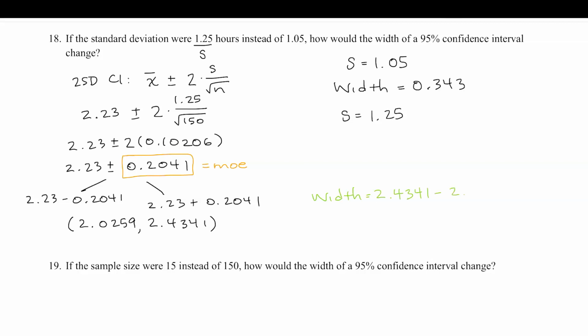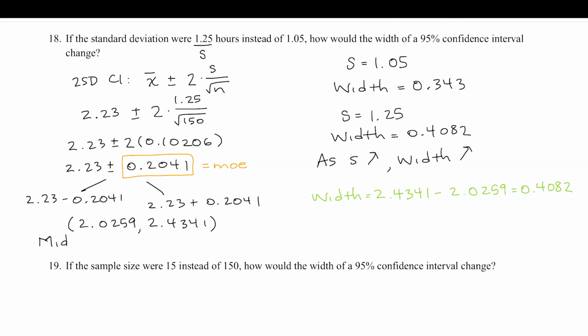2.4341, the high value, minus 2.0259, the low value. And when you subtract those, you should get 0.4082. So my width, when I increased my sample standard deviation, my width also increased from 0.343 up to 0.4082. So as my sample standard deviation went up, so did my width. By the way, the margin of error has also increased.